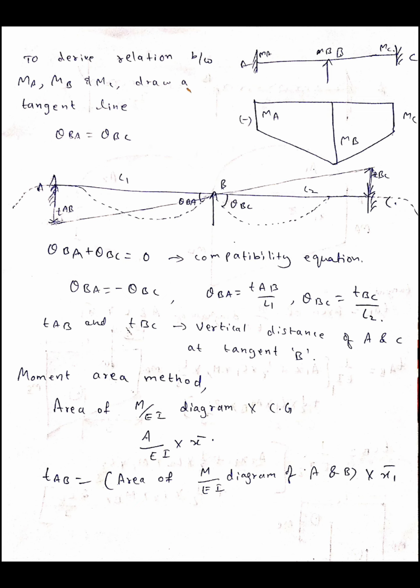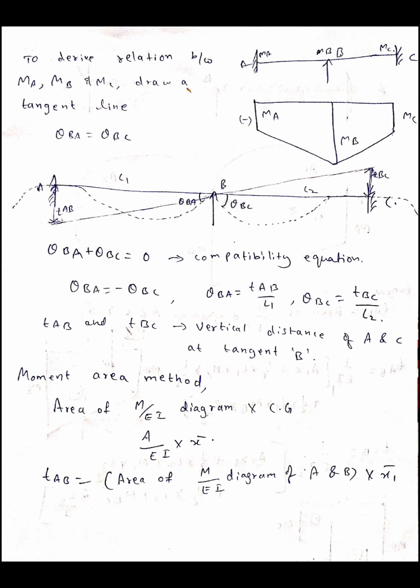Okay, now see the deflection curve here. Now we have drawn a tangent at B, and we have extended it. tAB is a deflection and tCB is a deflection. Now if you see the figure, theta BA is equal to tAB by L1, theta BC equal to tCB by L2. So if we find tAB and tCB, then we can solve for theta BA and theta BC. Now theta BA equal to minus theta BC, it is a compatibility equation.